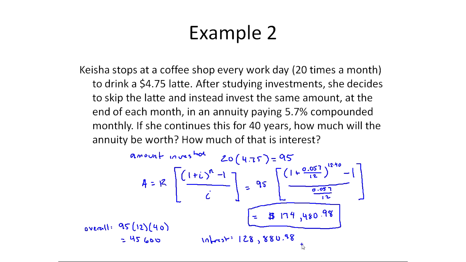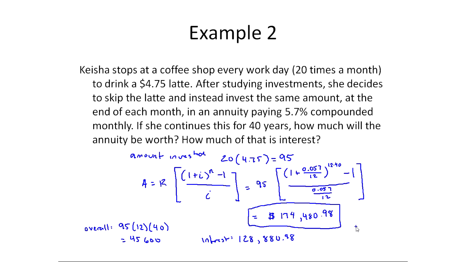And that's because that first $95 earned interest for the full 40 years. The second 95 earned interest for almost the full 40 years. A lot of this money earned interest for a very, very long period of time. So as you can see, if she just put this into an account earning nothing or in her mattress or something, $45,000 versus the investment earning this amount over time. So again, future value, how much is this worth in the future?